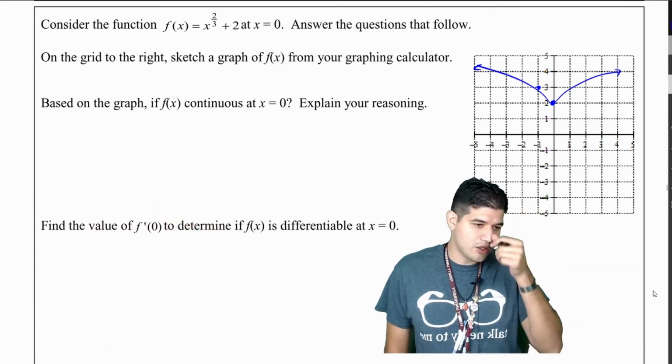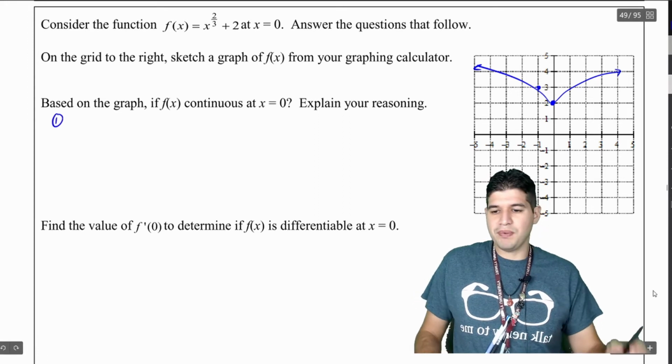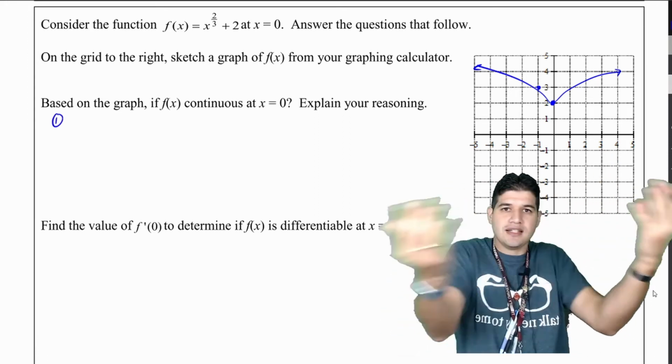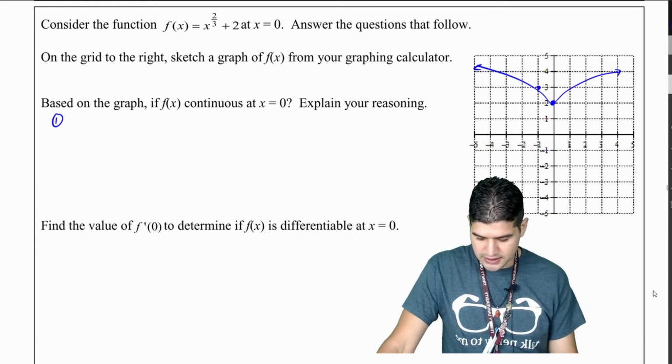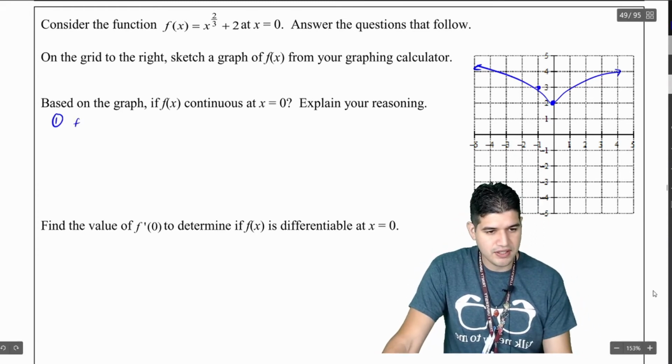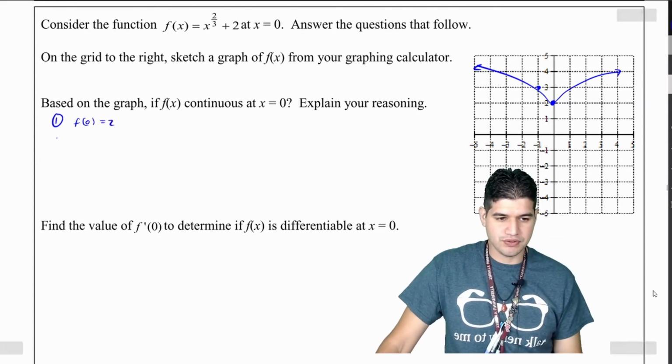And we're going to see, is this function continuous? Okay, so there are 3 parts. You might be looking at it like, look, Mr. Hernandez, that's continuous. But there's so much more. We've got to prove it. So f of 0 equals 2. So that means it's defined and it's equal to 2. So great.